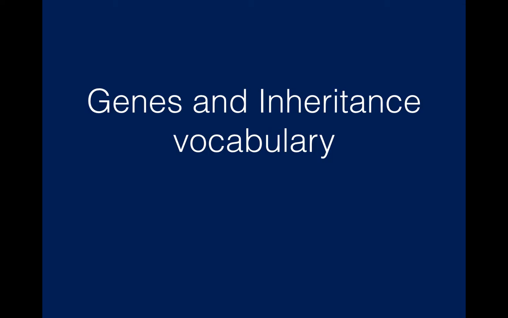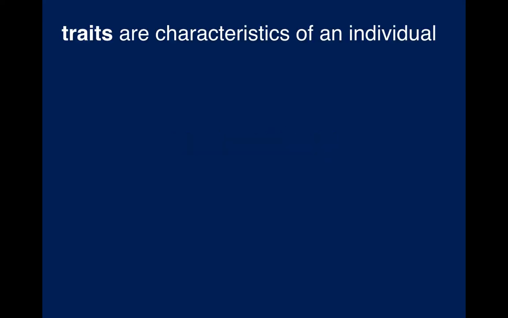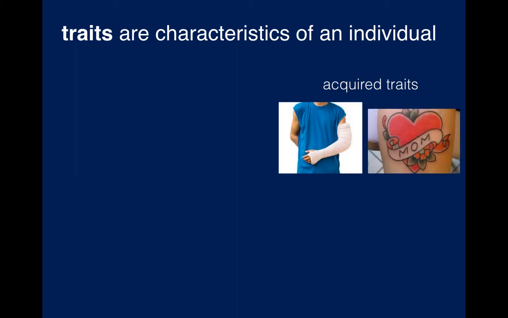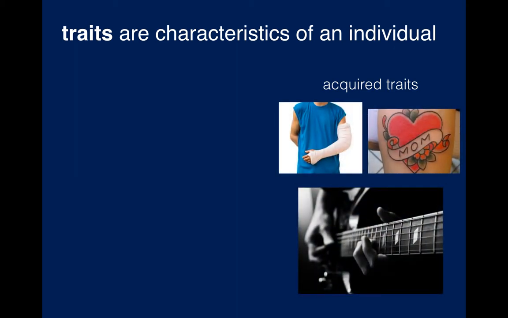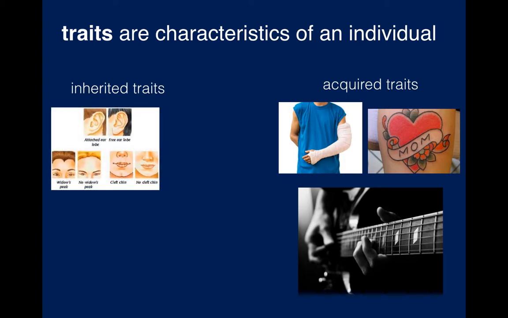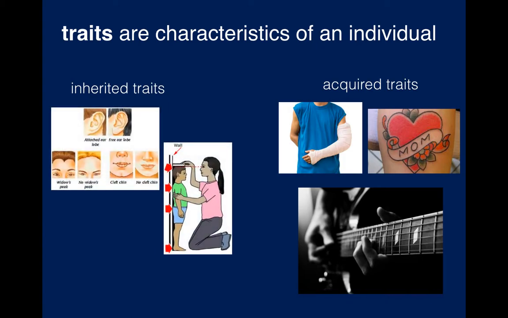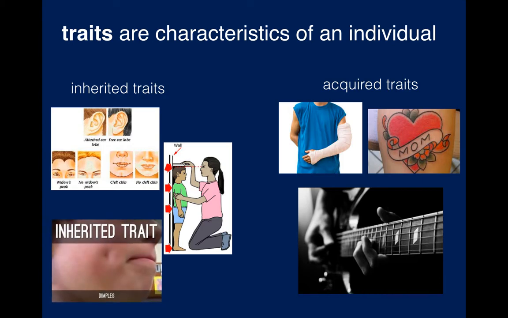Genes and inheritance vocabulary. Traits are characteristics of an individual. There are acquired traits, like broken bones, tattoos, or learning an instrument, and there are inherited traits, such as attached or free earlobes, your height, or dimples. Things that you are born with, things that are in your DNA, are inherited traits.